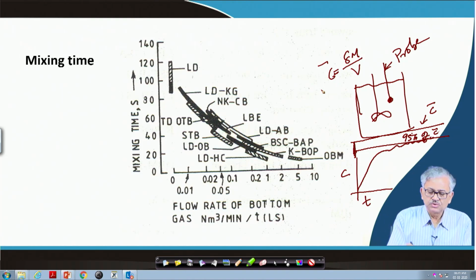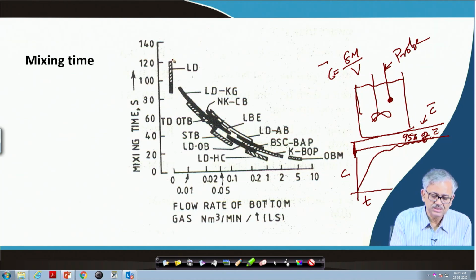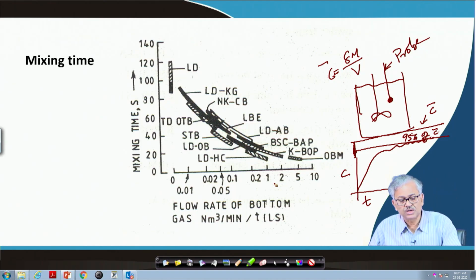And then you can see the mixing time variation, mixing time versus your flow rate. The flow rate means there is bottom gas purging, and bottom gas purging is different for different cases. For example, in the OBM process, obviously the bottom gas flow is the maximum, and in that case you can find the mixing time is minimum. In case of the LD, the mixing time is maximum. You can find it is 120 seconds, more than 100 seconds, whereas in case of the OBM process the mixing time is only of the order of 10 seconds. So mixing time is quite less.